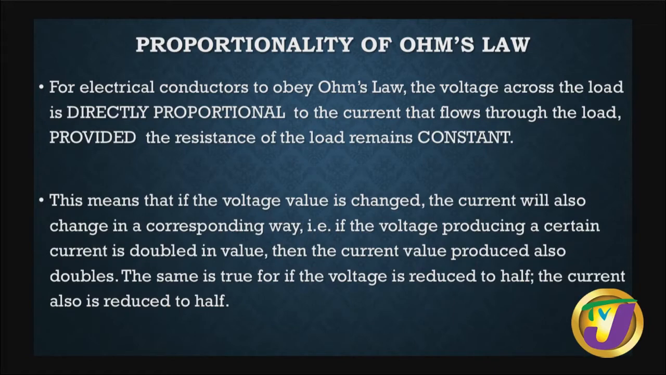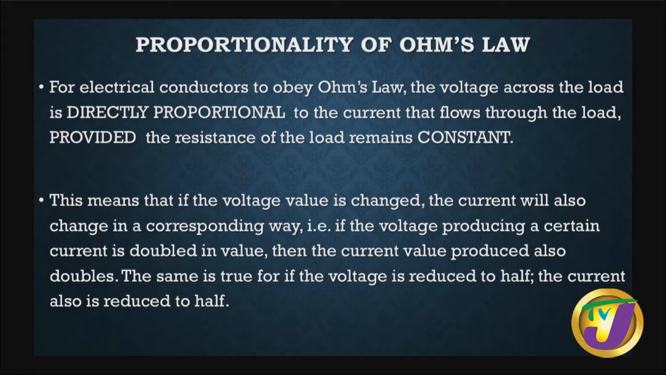So if you have a voltage of, say, an arbitrary number, 2 volts, and that produces a current of, say, 0.5 amperes. Remember your units? If you double that voltage to 4 volts, then the current, based off Ohm's law, should also double: 0.5 times 2, which gives you 1.